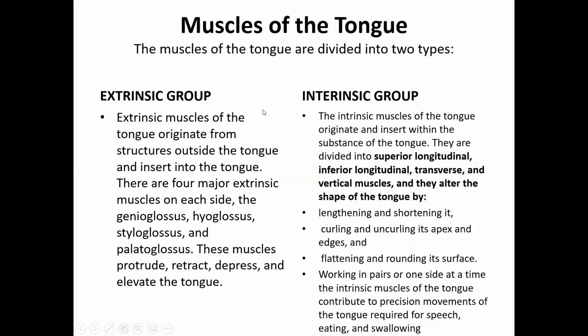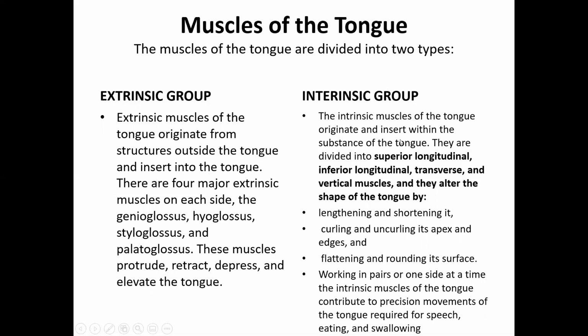So the extrinsic group of the muscles of the tongue take origin from structures outside the tongue and are inserted into the tongue. There are four major extrinsic muscles on each side: the genioglossus, hyoglossus, styloglossus and the palatoglossus. Function of these muscles: they protrude, retract, depress, and elevate the tongue.